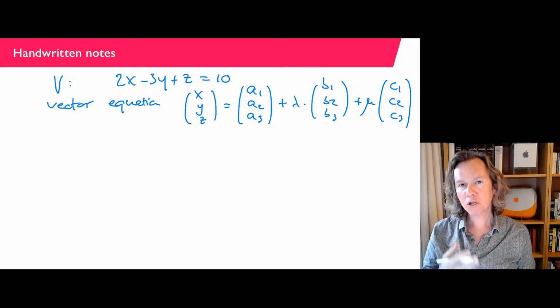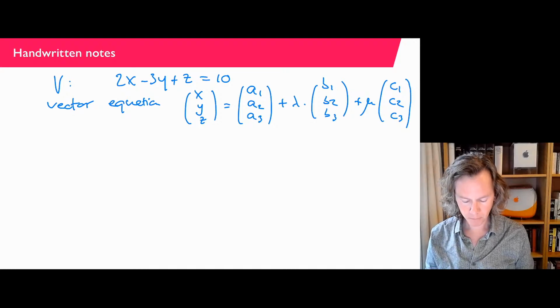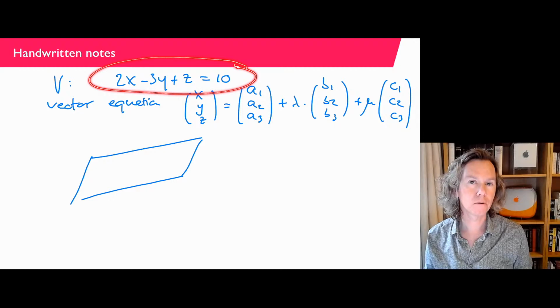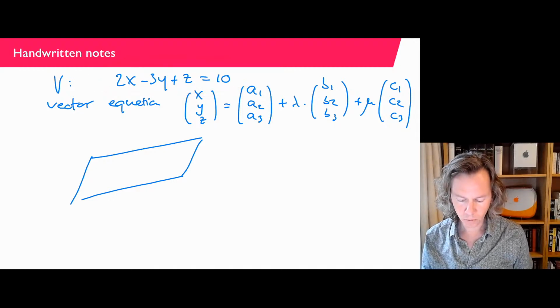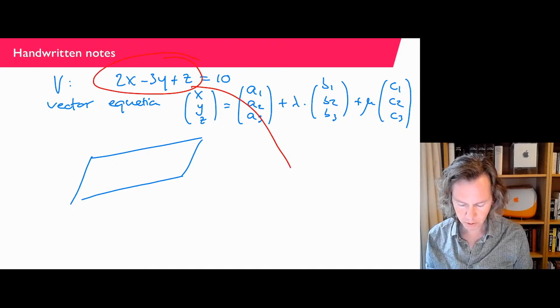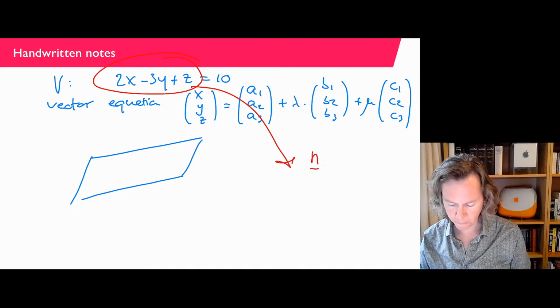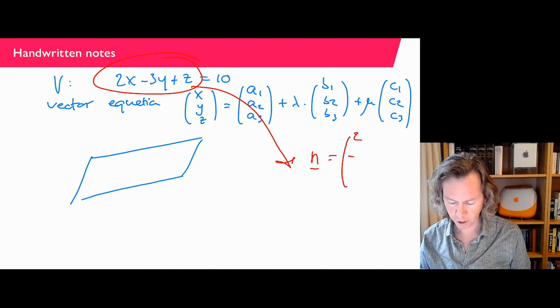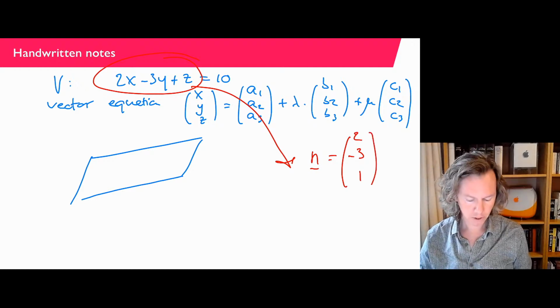And now the picture that you should have in mind is that a plane in 3D is something like this. And because we have the equation here, we can find a normal. Reading off the coefficients in this equation, a normal to the plane would be the vector with the coefficient of x, which is 2, the coefficient of y, which is minus 3, and the coefficient of z, which is 1. This vector is orthogonal to the plane, makes a 90-degree angle with the plane. So n, and this is the plane V.